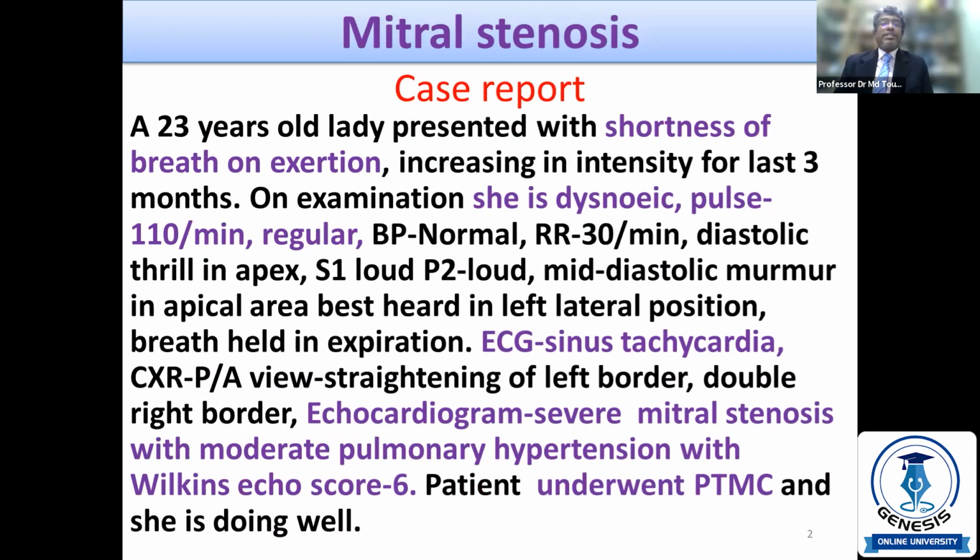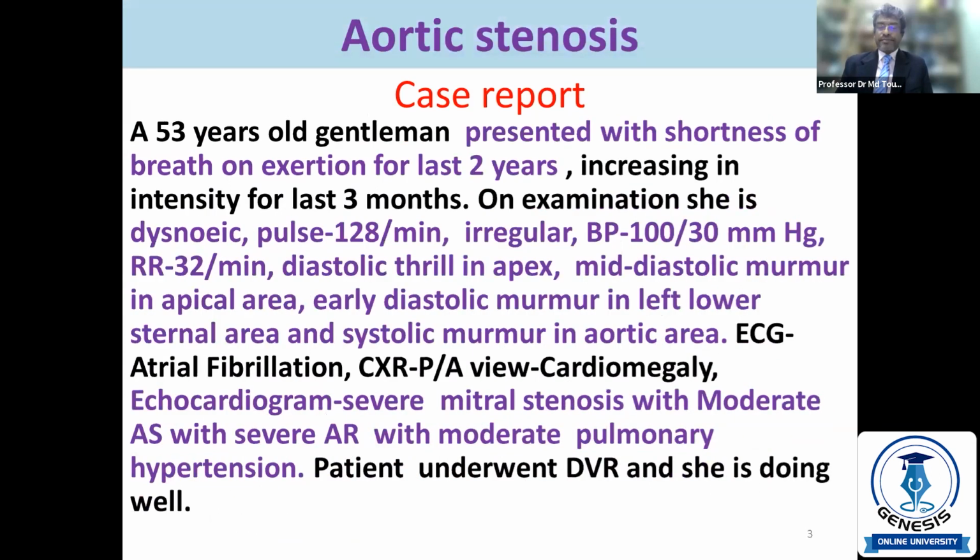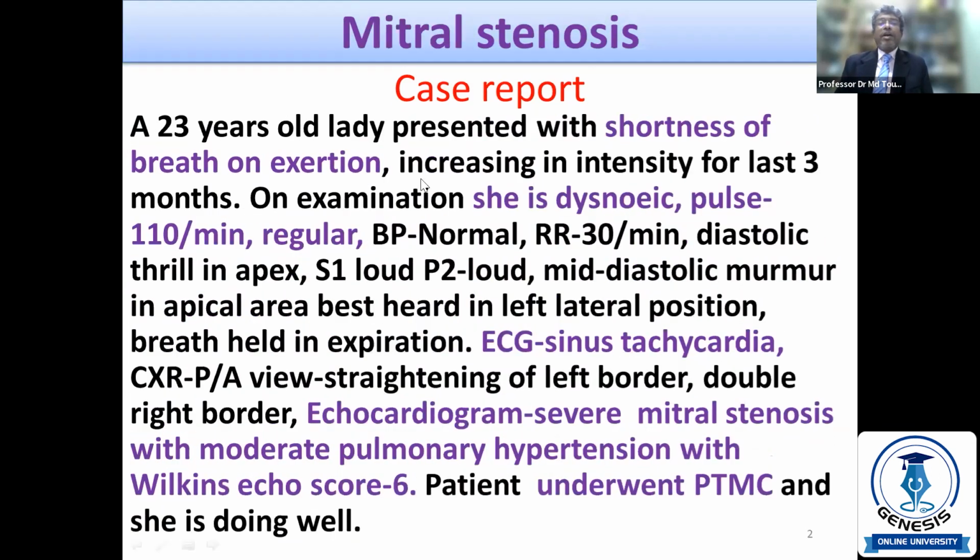A 23-year-old lady presented with shortness of breath on exertion, increasing in intensity for the last several months. On examination, she is dyspneic, pulse 110 beats per minute, regular, blood pressure normal, respiratory rate around 30 per minute. There is a diastolic thrill at the apex and the first heart sound is loud. The pulmonary component of the second heart sound is also loud, and there is a mid-diastolic murmur in the apical area, best heard in the left lateral position with breath held in expiration.